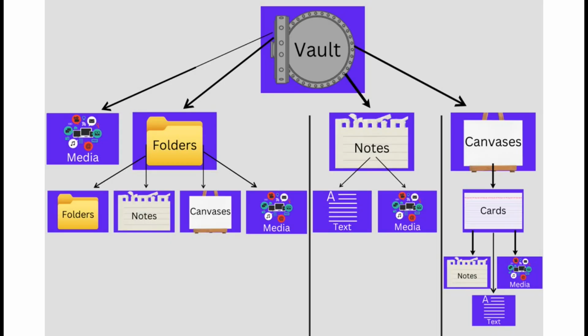So, to summarize Obsidian's storage system, each Obsidian project is considered a vault. Everything in the project resides in a folder on your hard drive. A vault can contain media files and folders, notes, and canvases. Folders can contain other folders, notes, canvases, and media files. Notes can contain text and media files. Canvases contain cards, and on those cards you can have notes, media files, or text.